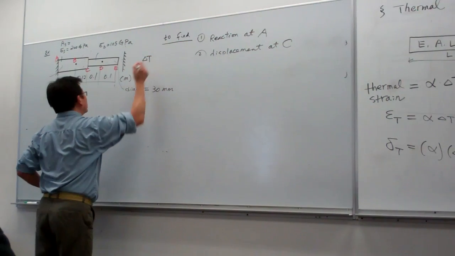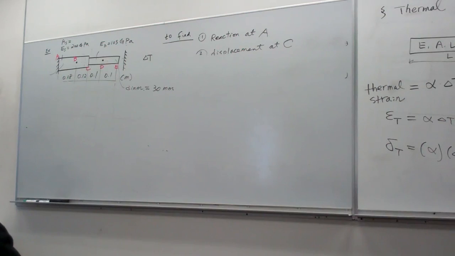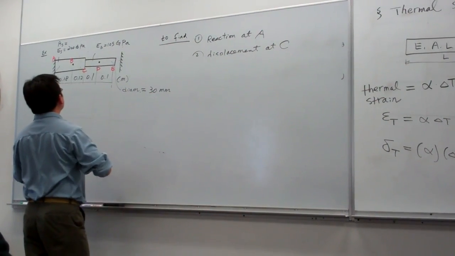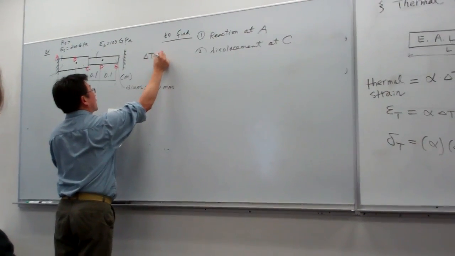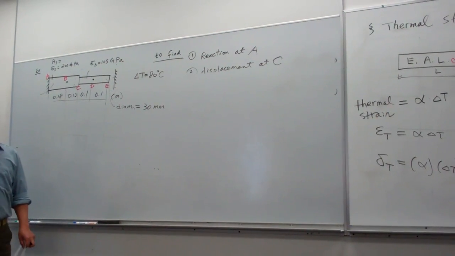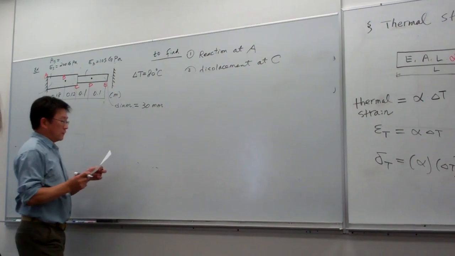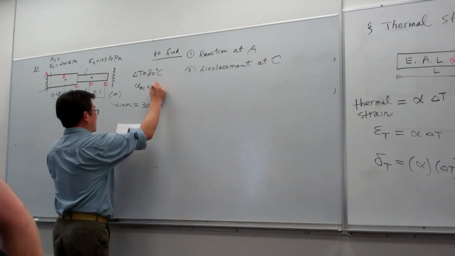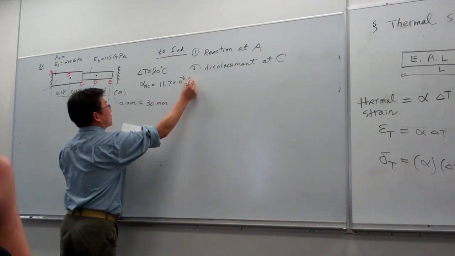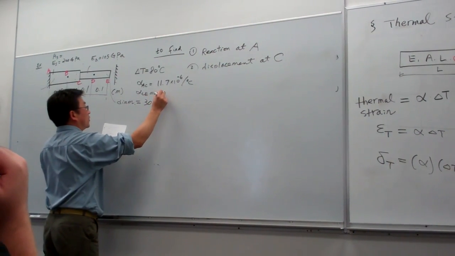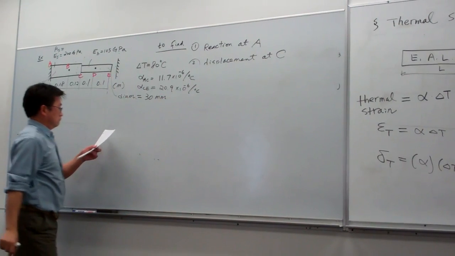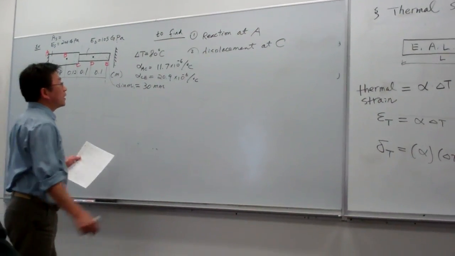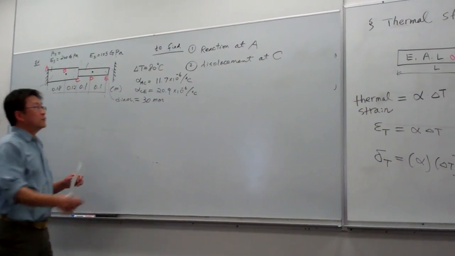And here we are given delta T. For this exercise, we are given delta T equal to 80 degrees. So that means we try to increase the ambient temperature with respect to the original of the material. And then we have the alpha. For example, alpha in the portion AC will be equal to 11.7 times 10 to the minus 6, and alpha in CE will be equal to 20.9. Again, for the same questions, we want to calculate the two informations here.